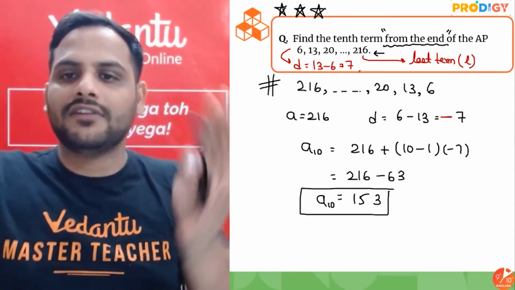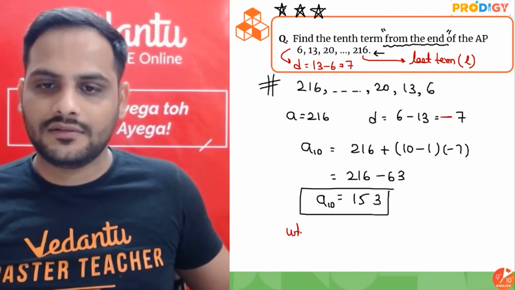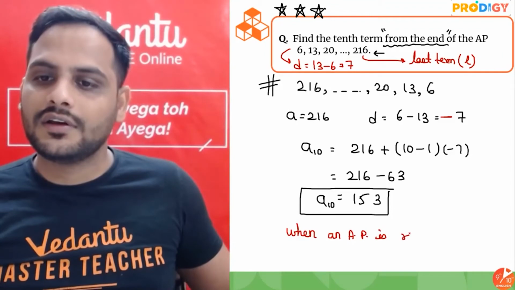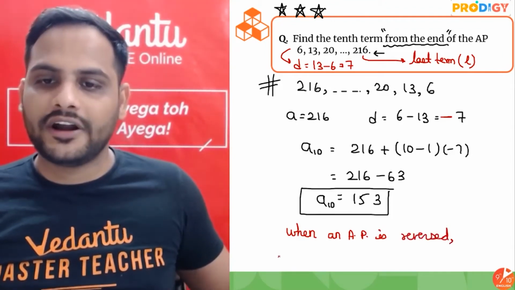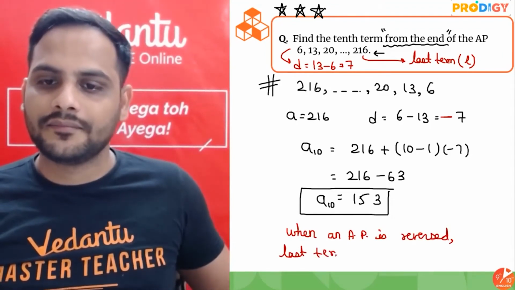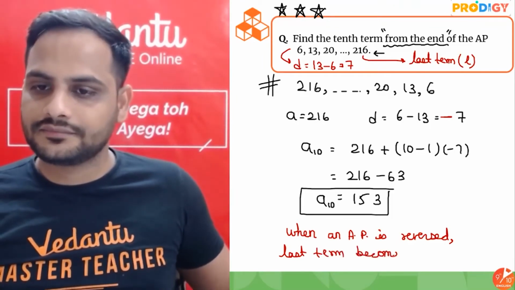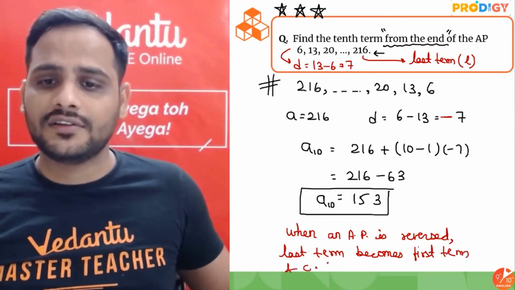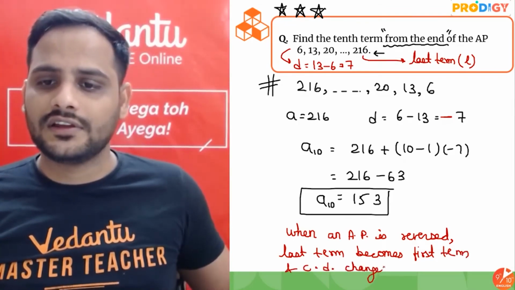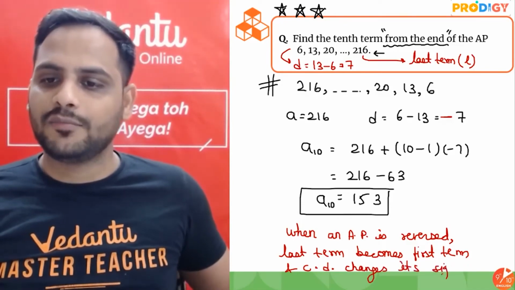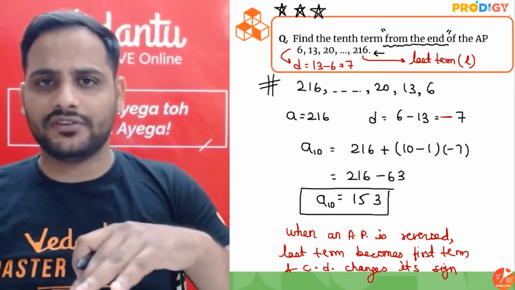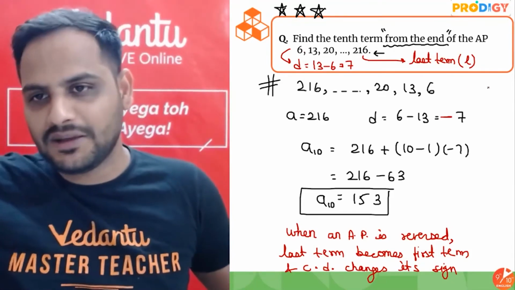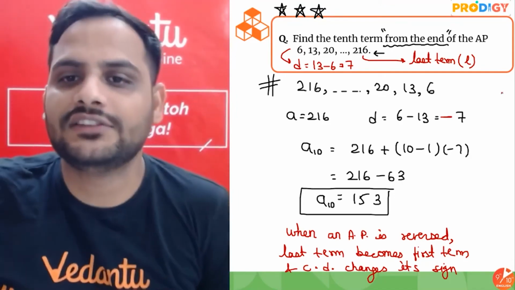So I can say, when an AP is reversed, what happens? The last term becomes the first term, and the common difference changes its sign. If it is positive, it will become negative. If it is negative, it will become positive. Because right now this AP is an increasing AP, but if I reverse it, it will become a decreasing AP. So the common difference will change the sign.